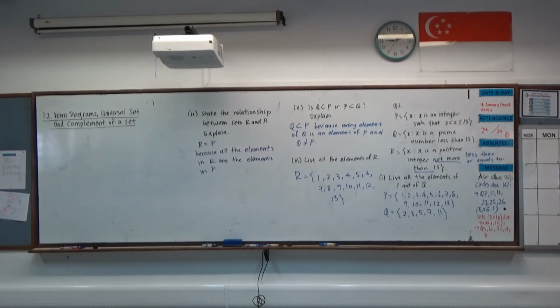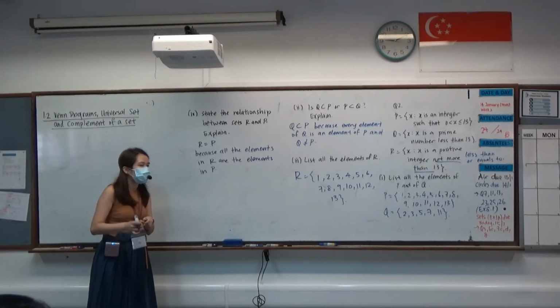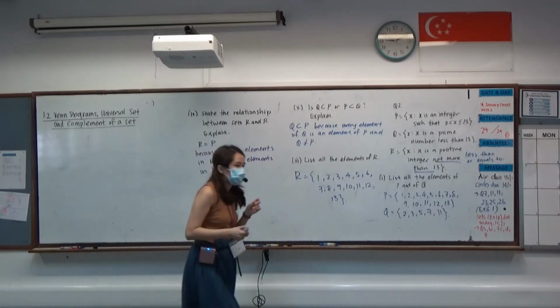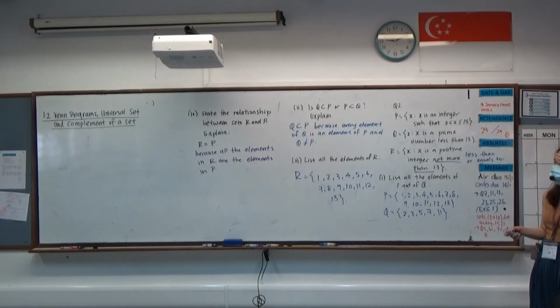Okay, anybody want to suggest something else? Would anybody want to say that P is a subset of R, or R is a subset of P? Why would we want to say that? Because they are equal, okay? Technically, you can say that R is a subset of P and P is a subset of R.